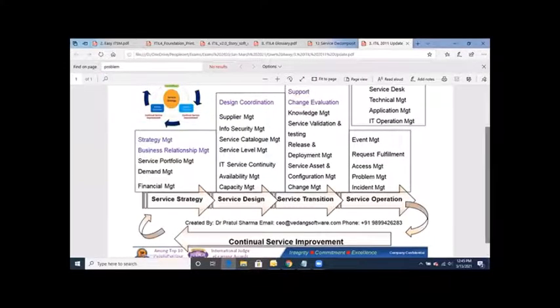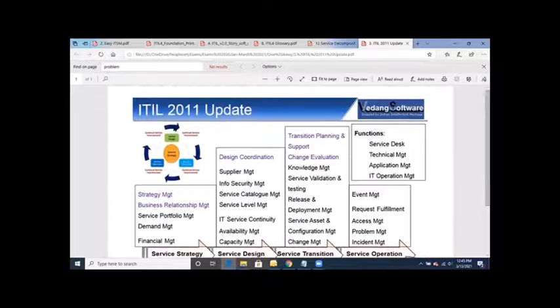And then from V3 to the ITIL 2011 update, in 2011 they added a few more processes. One called business relationship management, another one called strategy. In design, they added design coordination. In change management, they added change evaluation and transition planning in service transition. But none of these you will find again in the ITIL 4 literature.